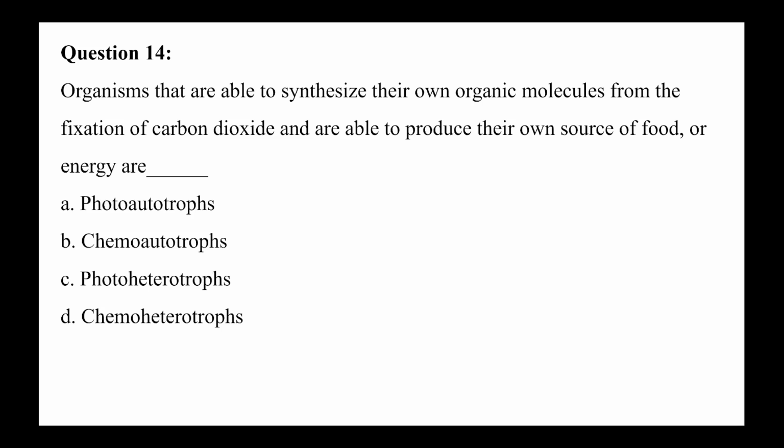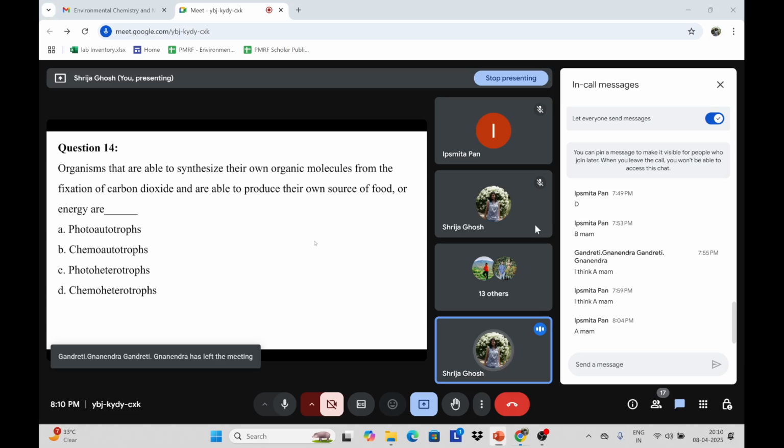Organisms that are able to synthesize their own organic molecules from the fixation of carbon dioxide and are able to produce their own source of food or energy are called: option A, photoautotrophs, option B, chemoautotrophs, option C, photoheterotrophs, option D, chemoheterotrophs.